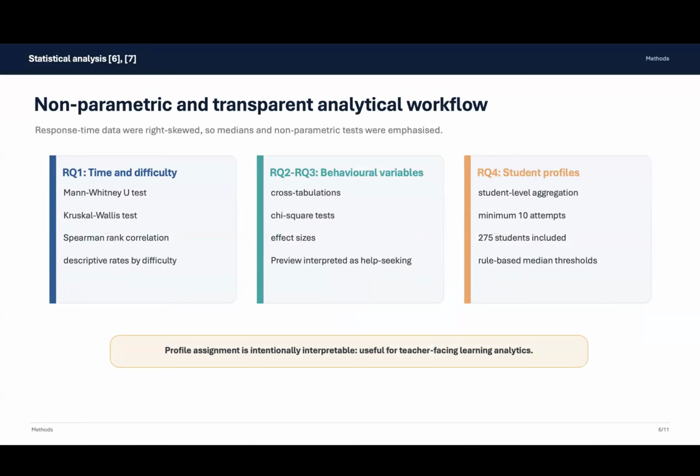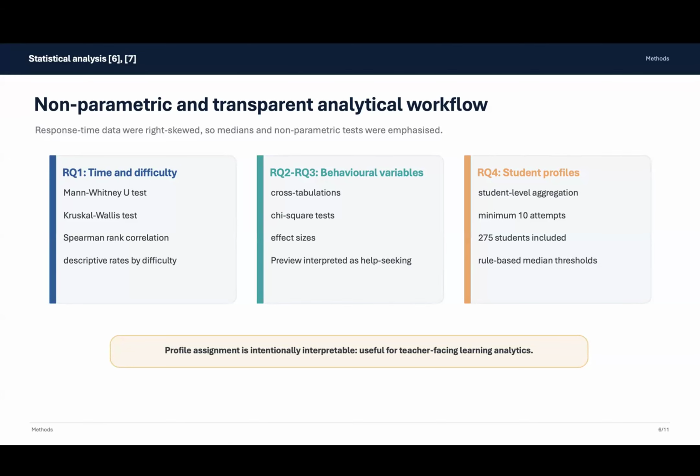For the statistical analysis, we primarily relied on two sources from the literature for statistical tests. For the first research question, calculation time was analyzed by answer correctness and difficulty level. We used the Mann-Whitney test to compare incorrect and correct answers, the Kruskal-Wallis test to compare the calculation time across the six valid difficulty levels that we used, and Spearman's rank correlation to examine the relationship between the difficulty level and the calculation time.